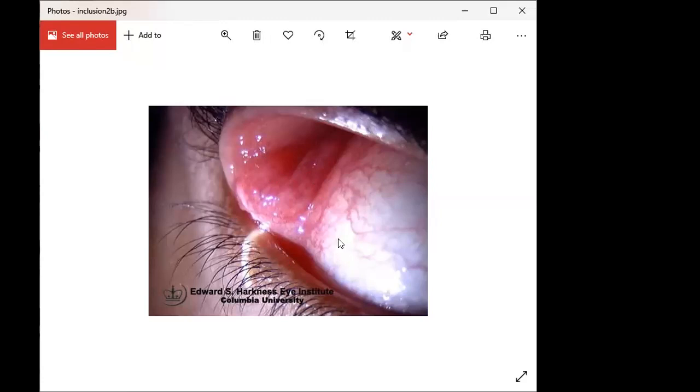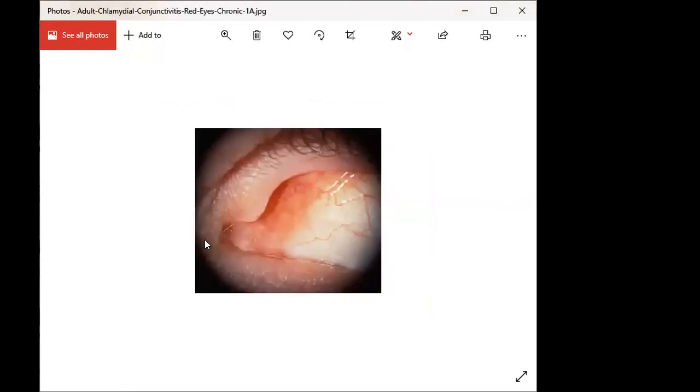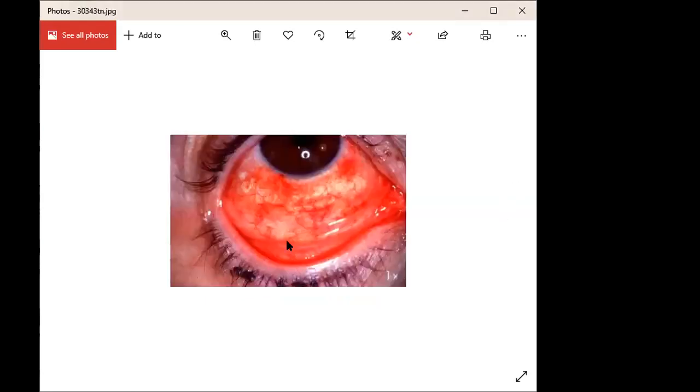This is another example of adult chlamydial or inclusion conjunctivitis. The next thing we learn today is viral conjunctivitis. Viral conjunctivitis is the next stage after chlamydial conjunctivitis, where the redness will be more, the lacrimation will be more, the fever will be more, and the secretions will be more.